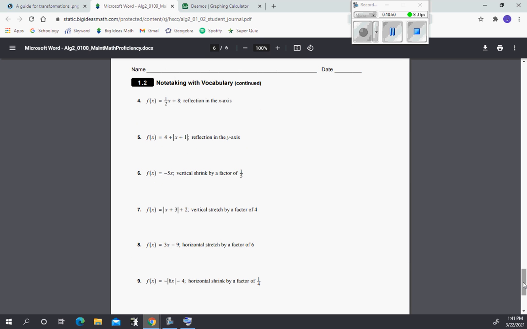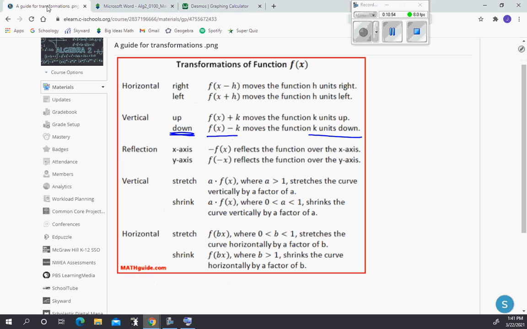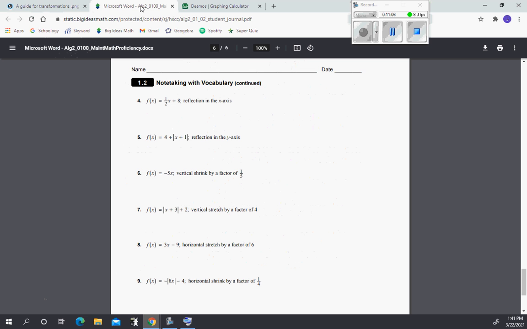Same stuff. We want to reflect this function over the x-axis. Take a look. Reflection. Let's find the word reflection. Okay, right there. Boom. X-axis. We have that negative function. So we just want to change that whole function into a negative. So we want g of x equals negative 1/2 x plus 8. There's your final answer.